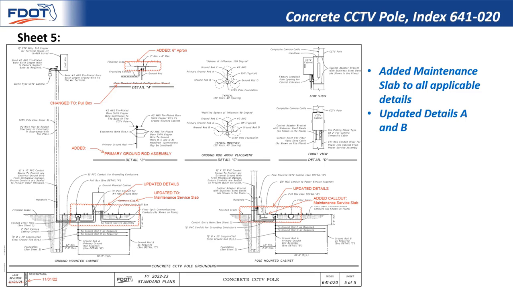Now here on Sheet 5, we had a few more updates. First, we updated the concrete CCTV pole grounding detail to show the maintenance service slab and the ground mounted and pole mounted cabinet details, just like the other sheets. We also updated the concrete slab callout to maintenance service slab. We added the 6-inch apron and changed the title to pull box in detail A. And we added the title primary ground rod assembly to detail B.